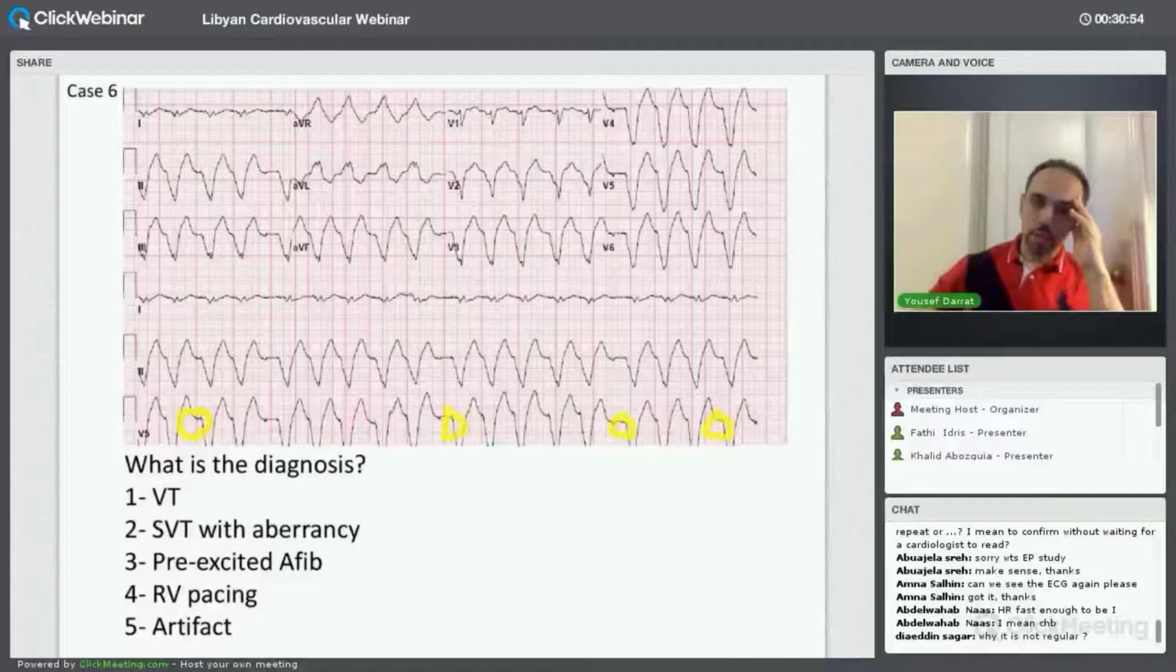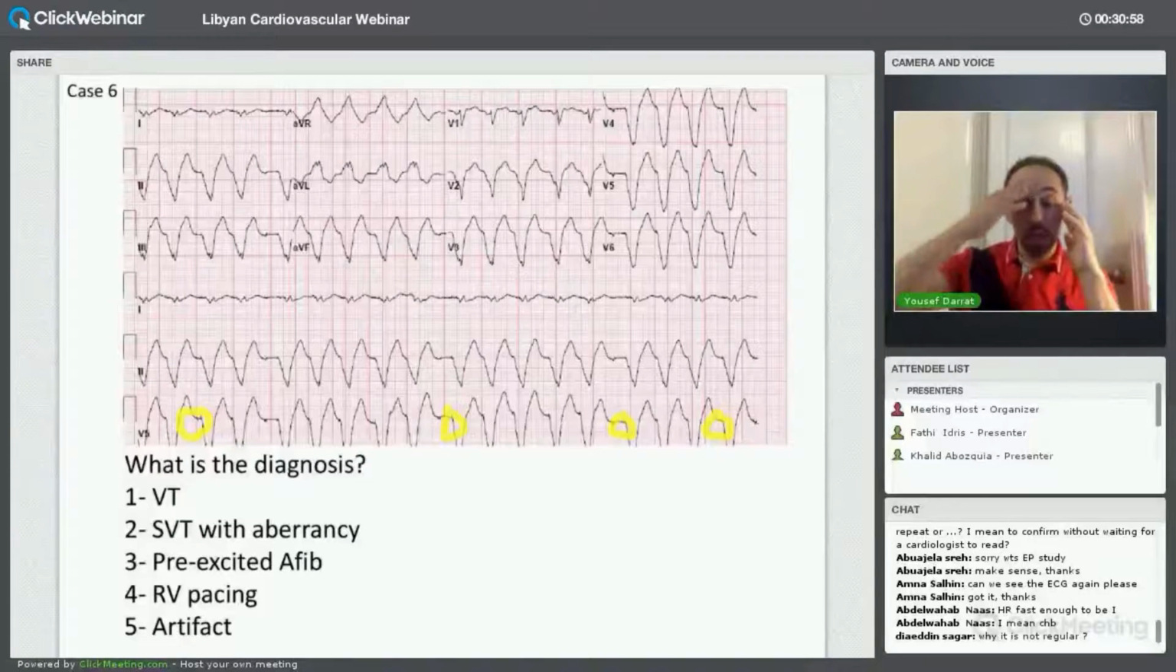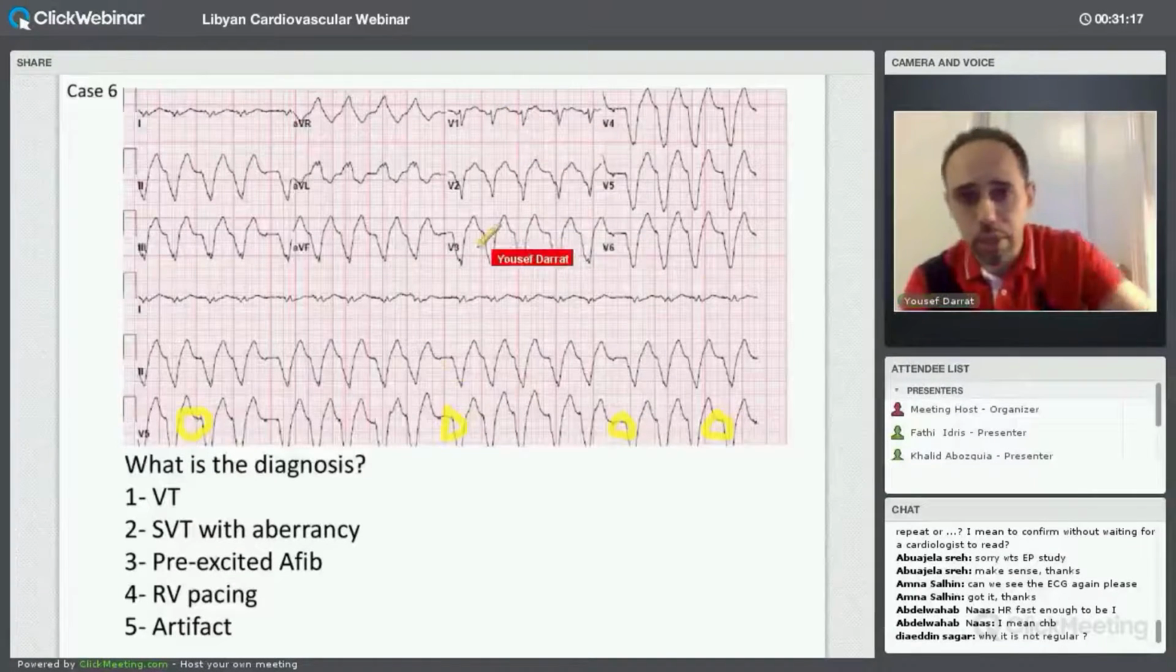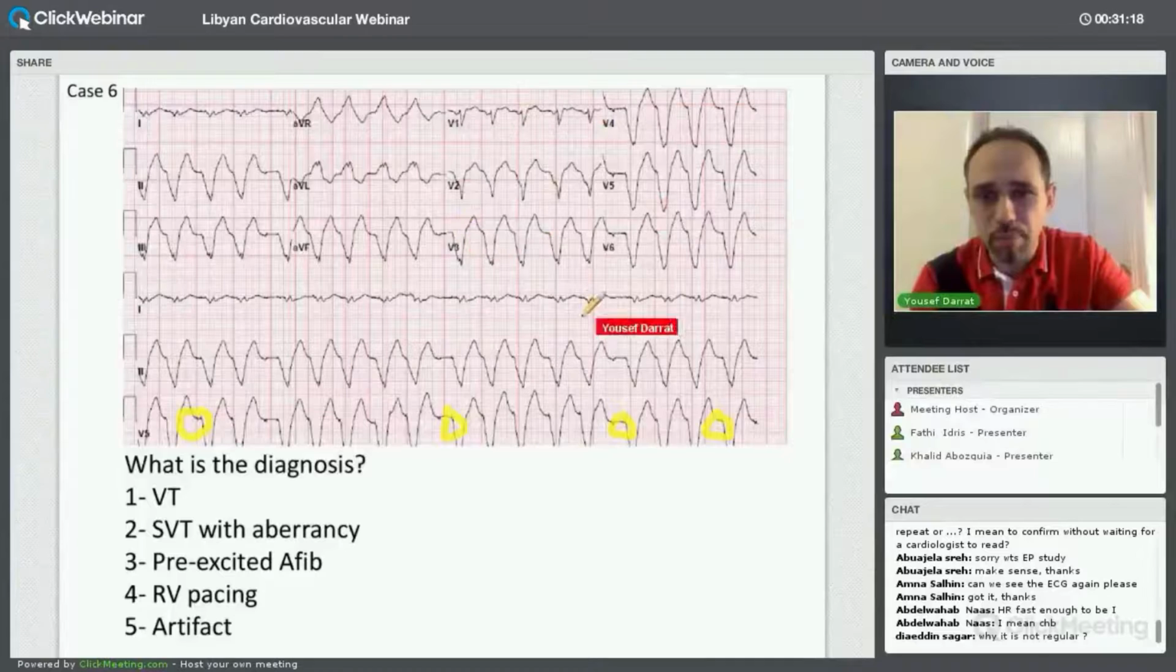And it's not pre-excited AFib. Pre-excited AFib usually has different QRS morphologies and complexes, and is more irregular than what we see here. SVT or the Brugada is ruled out because it doesn't look like a typical left bundle. The other thing is that you can see that it's kind of concordant. This is not through his Purkinje system. So it's kind of negative concordant.